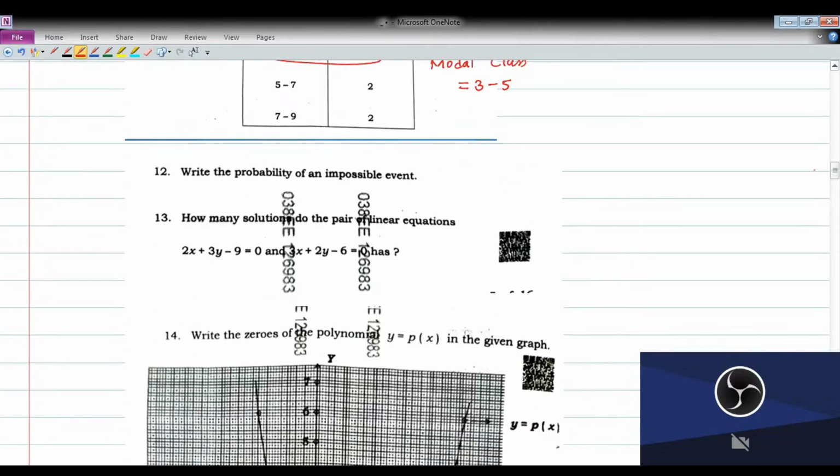Write the probability of an impossible event. So the probability of an impossible event is equal to how much? The probability of an impossible event is equal to 0.